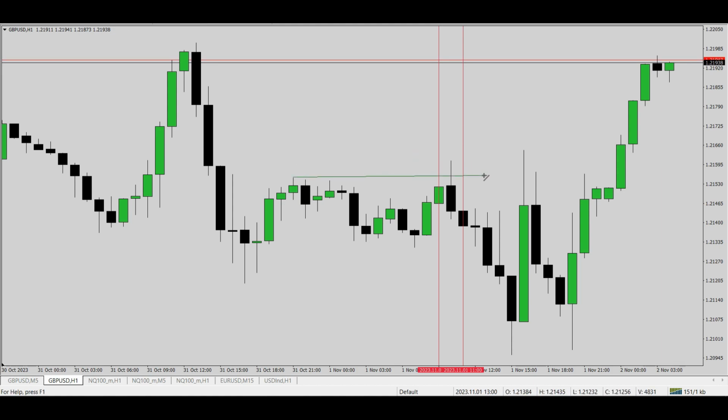We have an area of liquidity right here. That's an area of liquidity. And if price is to push higher, we're going to be running into that particular fair value gap right there. So if price pushes higher, I want to see price react from that fair value gap. So we don't want to see price defile this high and defile this fair value gap and keep going higher. We want to see price react in that particular area.